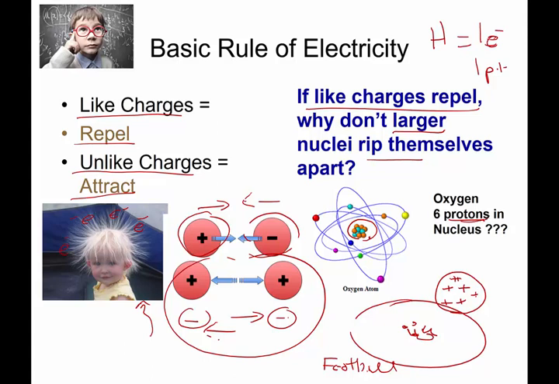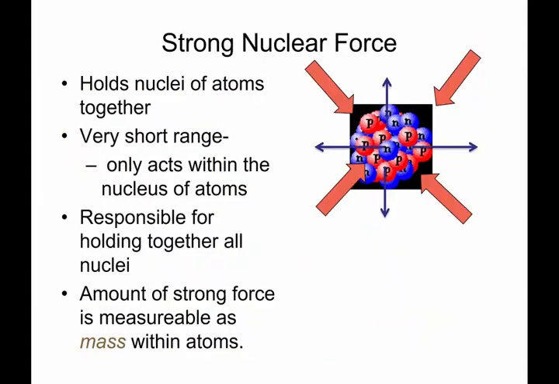So what that means is these protons are very close together. Scientists for a long time said, this doesn't make sense. Like charges should repel, and yet nuclei hang together. So what's up?